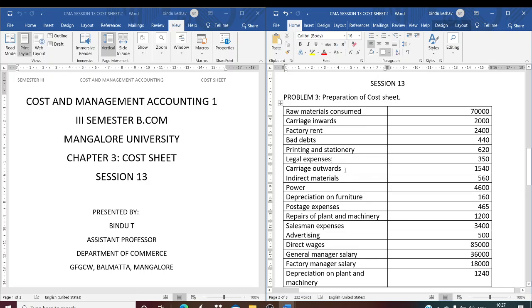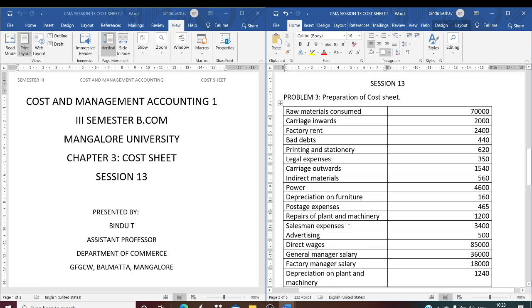Carriage outwards means the expenses incurred in taking the goods out of our factory. So it is a part of selling our goods, so selling and distribution overheads. Indirect materials are the materials which are used in the factory. Power, again a factory overheads. Depreciation on furniture, so it is office overhead. Postage expenses relate to the office overheads. Repairs of plant and machinery: plant and machinery are located in the factory, so these are factory overheads.